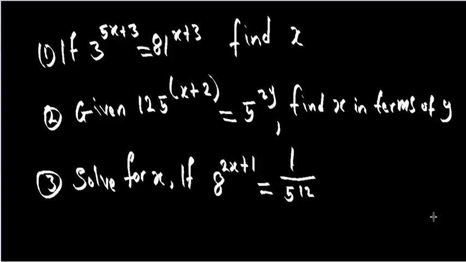Today we are going to continue our lessons on indicial equations. As you can see on our screen, we have three questions that we are going to solve. First question is, if 3 exponent 5x plus 3 is equal to 81 exponent x plus 3, find x. Question 2, given 125 exponent x plus 2 equal to 5 exponent 2y, find x in terms of y. Then we have question 3, solve for x if 8 exponent 2x plus 1 is equal to 1 over 512.